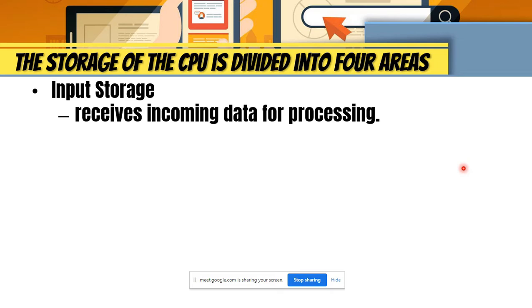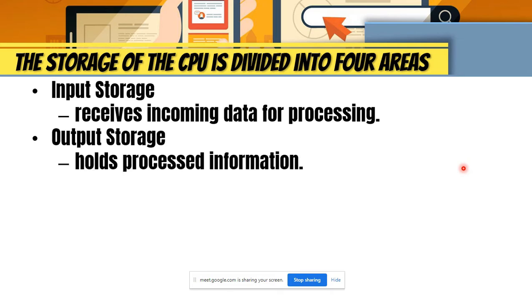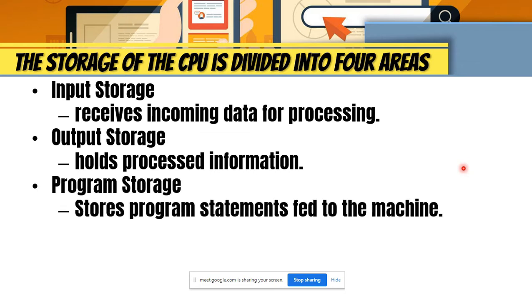So, pupunta muna siya sa input storage. Sabi ko nga, nag-press tayo ng letter A, pupunta muna siya sa input storage. I-input muna niya, i-save muna niya bago ma-process. Then, once na i-input na niya, ilalabas na niya ngayon itong information na to papunta sa program storage. Then, dito, i-store na niya yung information na yun na nag-press tayo ng letter A.